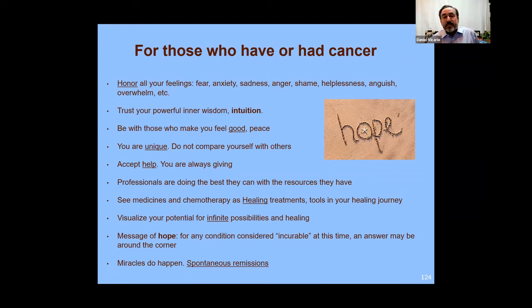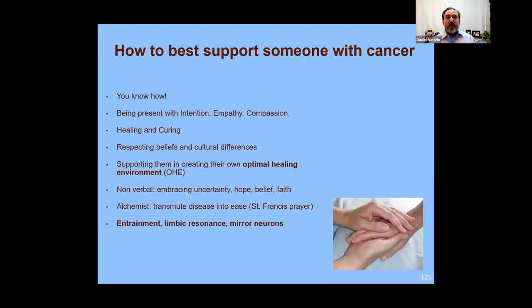Professionals are doing their best with the resources they have. Oncologists, they really are doing their best. And for the patient to see medicines and chemo as healing treatments, visualize the potential for infinite possibilities and healing. And there's always a condition we call incurable at this time. There could always be an answer around the corner, and spontaneous remissions happen. So how do you really know?